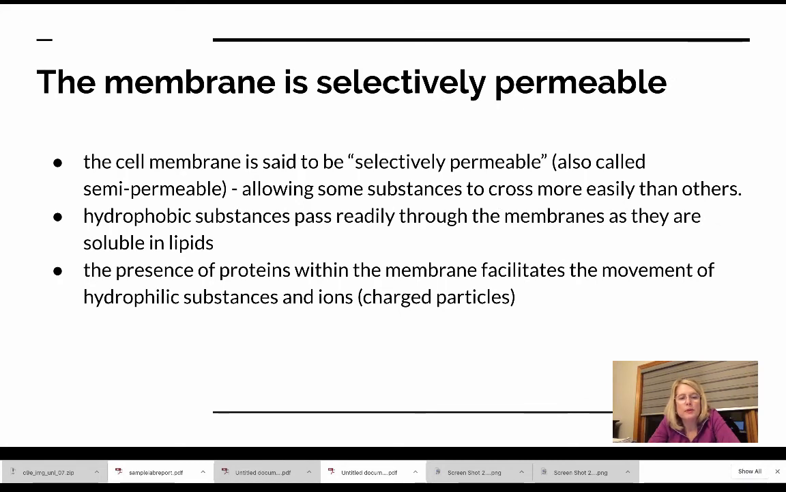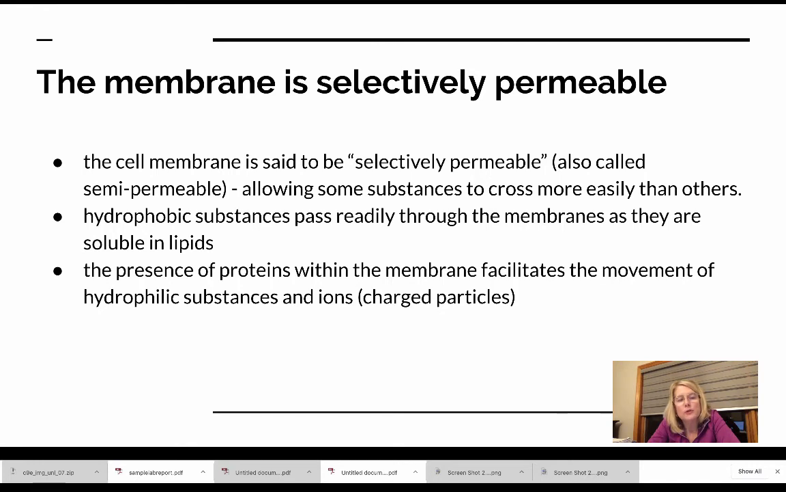So you may have also remembered the term that the cell membrane is selectively permeable. Sometimes it's called semi-permeable, means the same thing. If you think about the word selectively, it means it's going to allow some substances to cross more easily than others. So the membrane is going to be selective about what it lets go in and out of the cell.